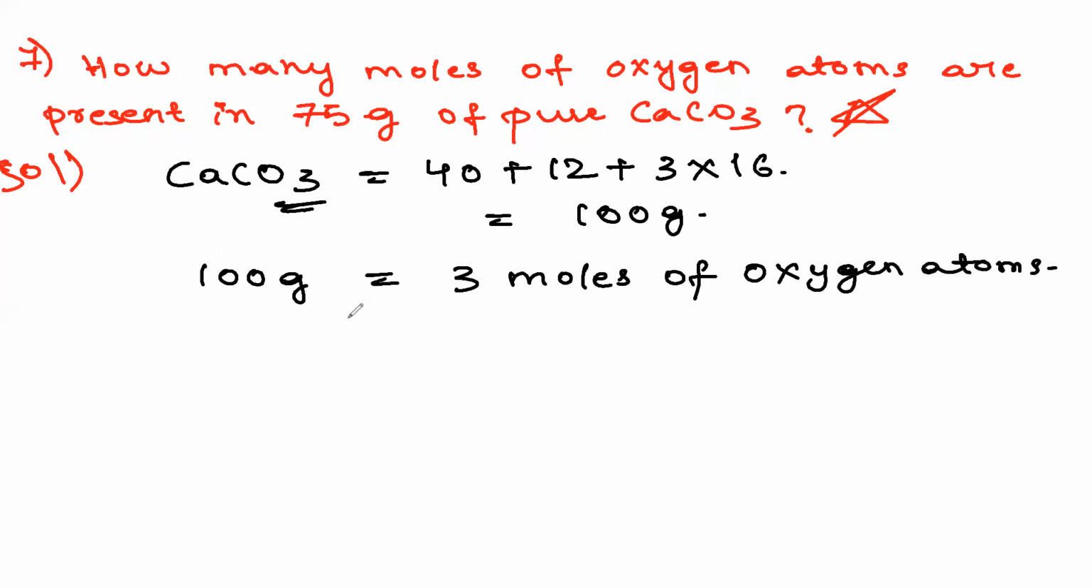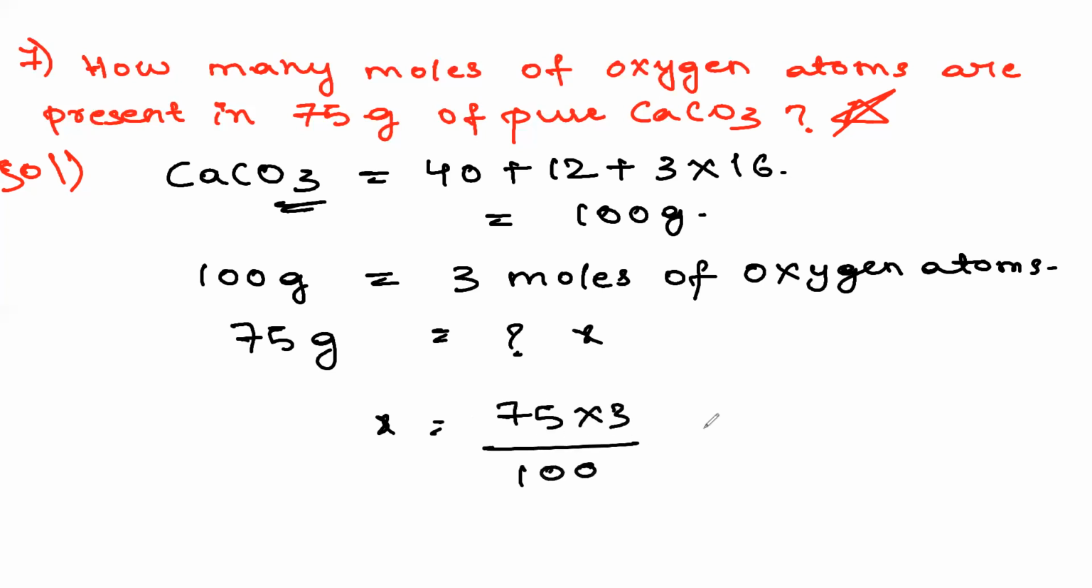So 75 grams contains how much? 75 into 3 divided by 100. You'll get the answer as 2.25 moles. So this model, relating number of moles with weight, is also very important. If instead of pure calcium carbonate they give 20% pure calcium carbonate, we have to multiply by 20 by 100. That type of question you will get at the next level. So this is question number 7. Next model.